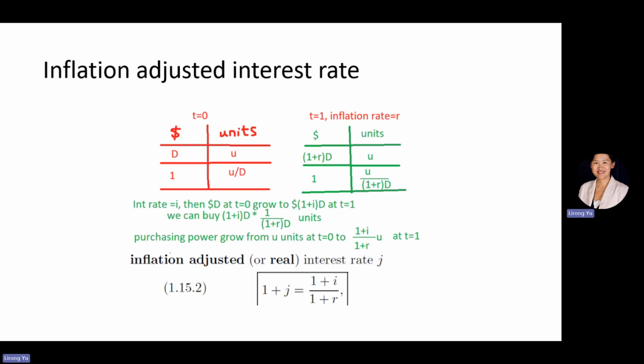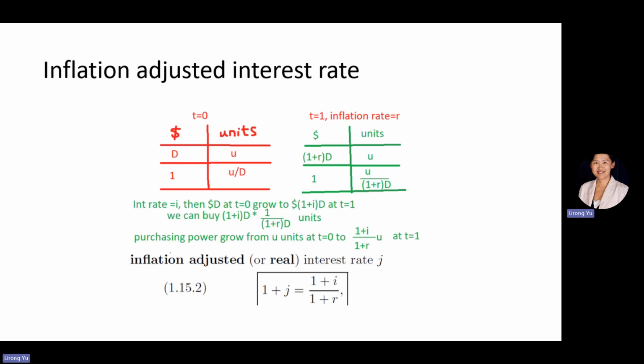So we have the so-called inflation adjusted interest rate. Obviously it makes the 1 plus I slightly smaller because we have to do that division, and that's our new interest rate, 1 plus J. Any questions? All right, so we often give J a different name.